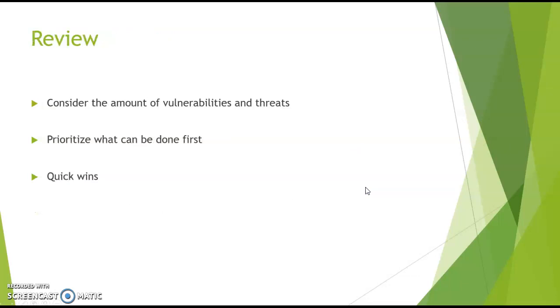So, to review, in closing, as they say, Rome wasn't built in a day, and all of these fixes cannot be implemented in 10 minutes. Consider what you think to be the highest on the priority list, and also those that could be low-hanging fruit, such as the patches and updates.